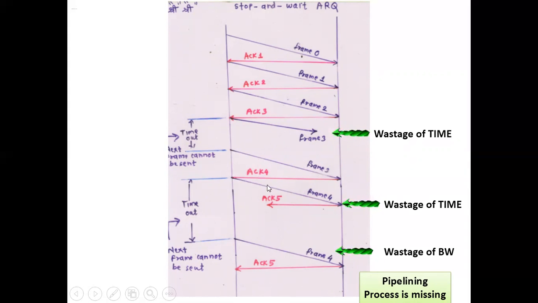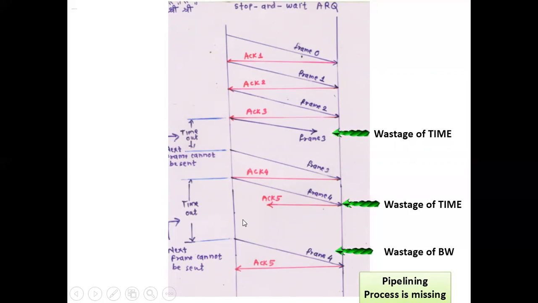So frame 4 sent, frame 4 received, ACK5. So the receiver has received frame 4 and sent ACK5, but it is still not received by the transmitter. Then there will be a timeout, a time interval for which the sender will wait. If ACK5 is not received, the sender is going to waste time. There will be a wastage of time over here. Again, there will be wastage of time.